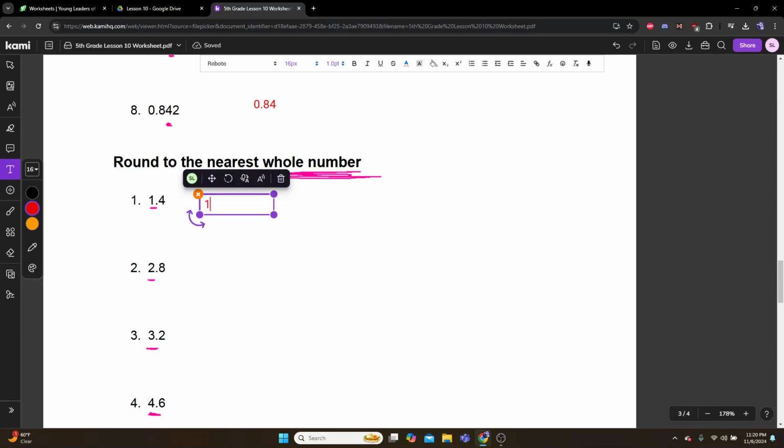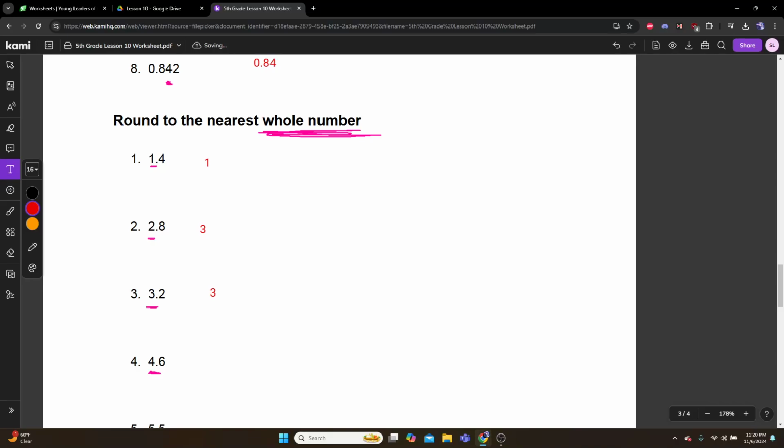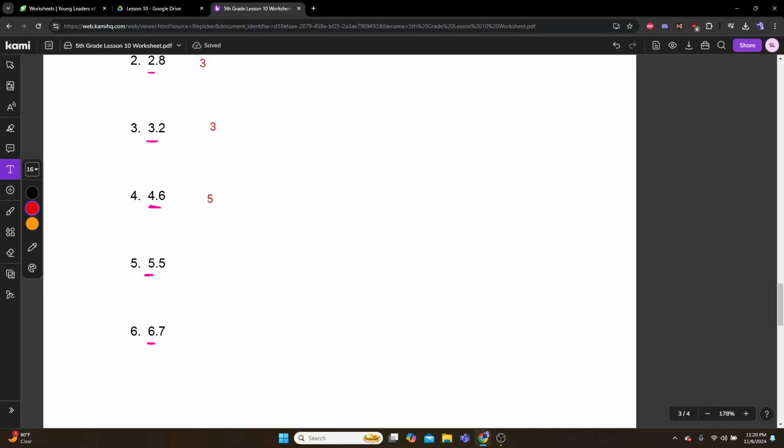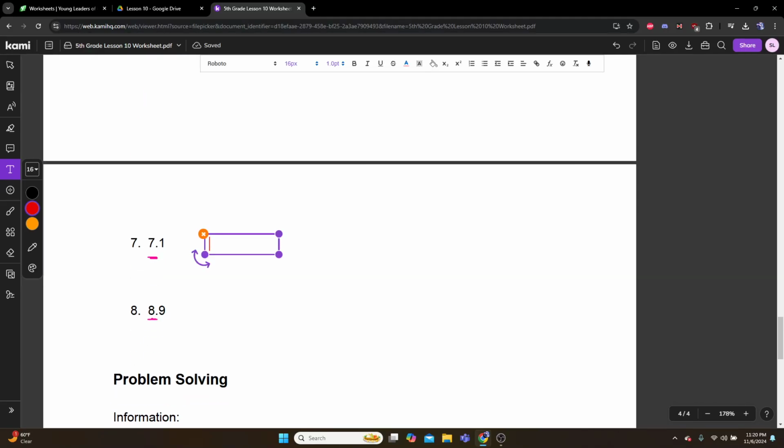So this would just become 1. This would become 3 since we're rounding up. This would become 5. This would become 6. And this would become 7. Number 7 would stay the same because in 7.1, the 1 makes it stay the same. Number 8, 8.9 would turn into 9 because the 9 makes it round up.